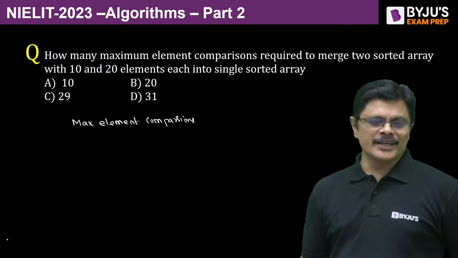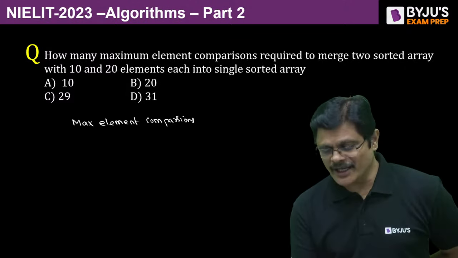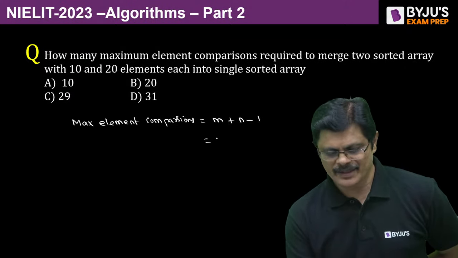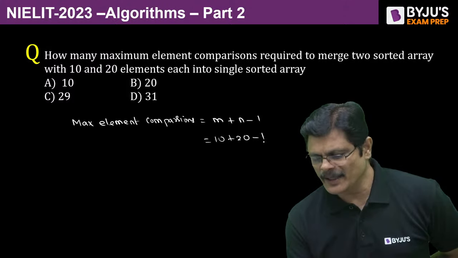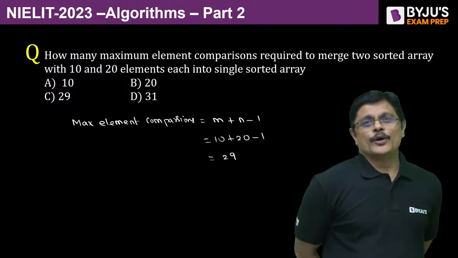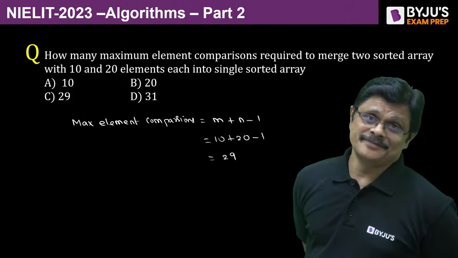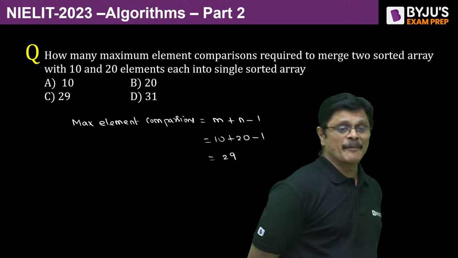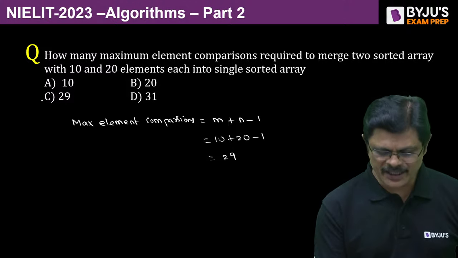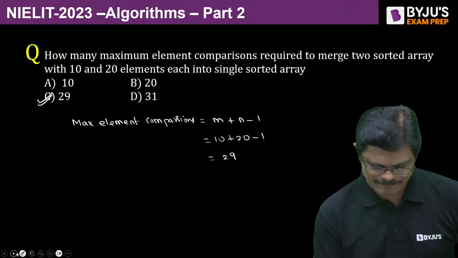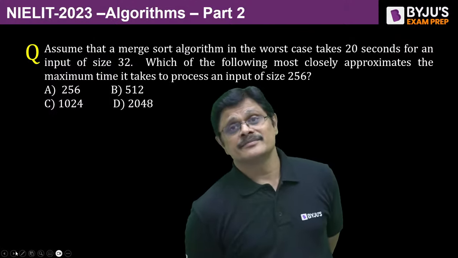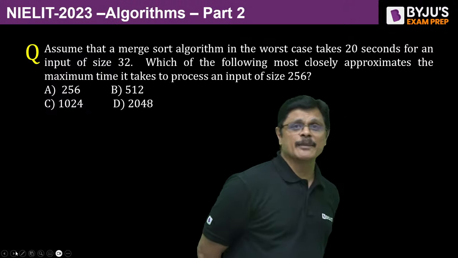For merging two sorted arrays of length m and n, the maximum element comparisons would be m plus n minus 1. That is 10 plus 20 minus 1, which is 29. The merged array size will be m plus n, but the maximum comparisons required will be m plus n minus 1. Very good, Shyam. Super, Nishu. Okay, 29. Manishankar, please check. And this type of questions is very common for NIELIT type of examinations.